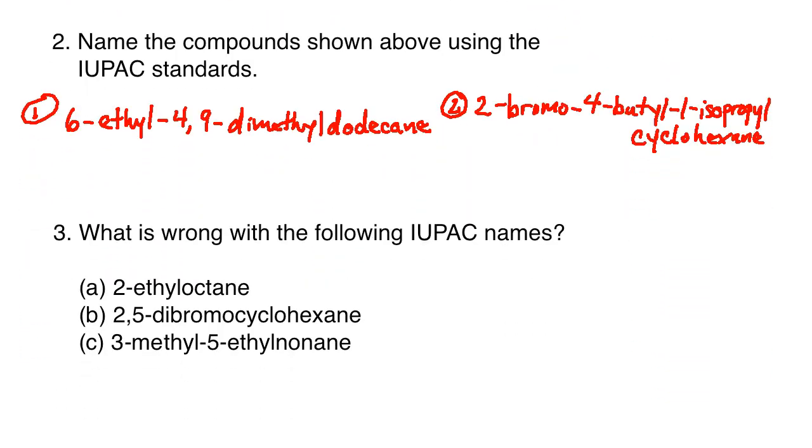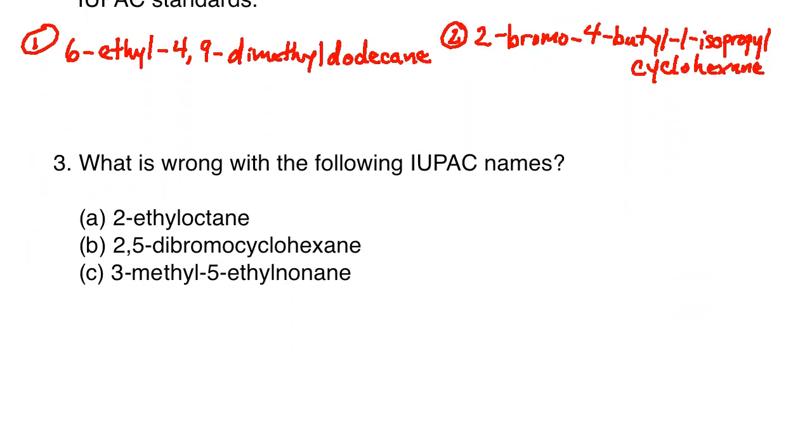All right, so moving on to question 3. What is wrong with the following IUPAC names? 2-ethyl octane, 2,5-dibromo cyclohexane, and 3-methyl 5-ethyl nonane. So right off the bat, when you're looking at these, they sound like they'd be plausible names, but there's something wrong with each one of them. So pause the video, see if you can come up with a reason as to why these may be incorrect, and then unpause it when you're ready, and we'll talk about it in the walkthrough.